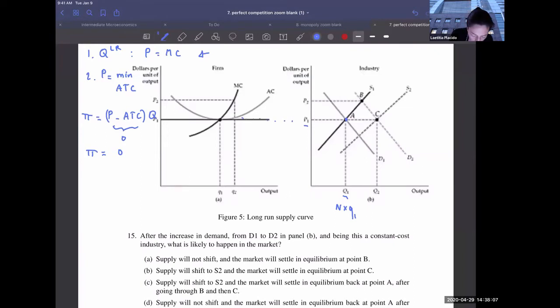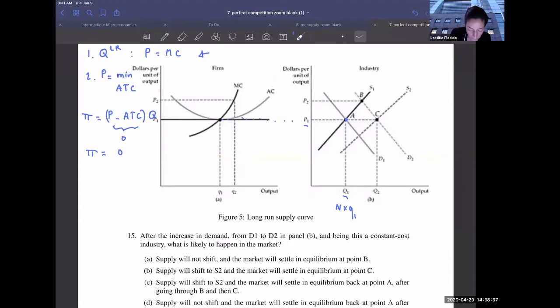Well, in the short run, the firm determines optimal quantity along its marginal cost curve. So you look at the intersection between P1 and the marginal cost curve, and so you will end up here. So in the short run, the firm is producing a quantity q1 when the price is P1.